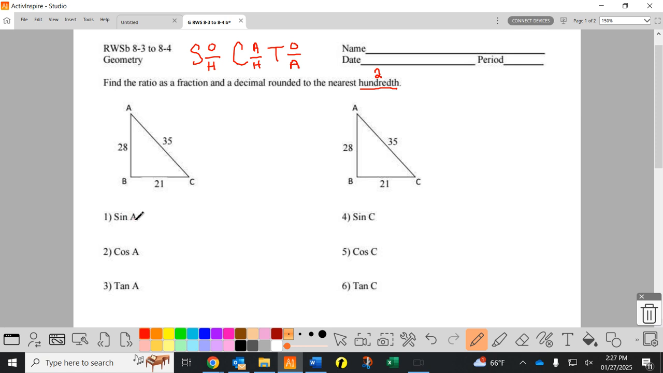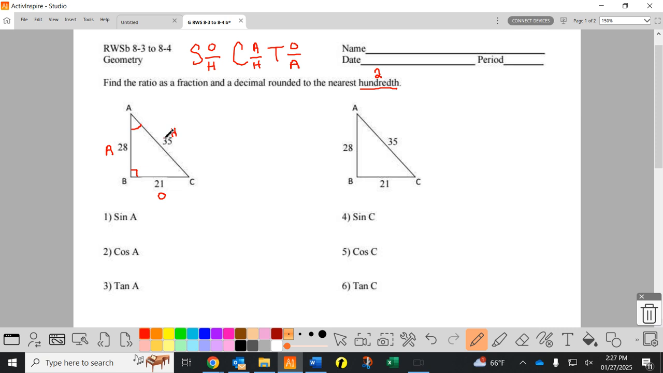Okay, here we go. Sine of A. So we're looking at A, mark that angle right there. You've got to decide what's opposite, adjacent, and hypotenuse. Opposite is going to be the one directly across from it, so this is going to be your O. The hypotenuse is going to be across from that right angle right there, so that one is going to be your hypotenuse. And then the last one is always going to be your adjacent. It is going to be the one next to the angle that is not the hypotenuse.